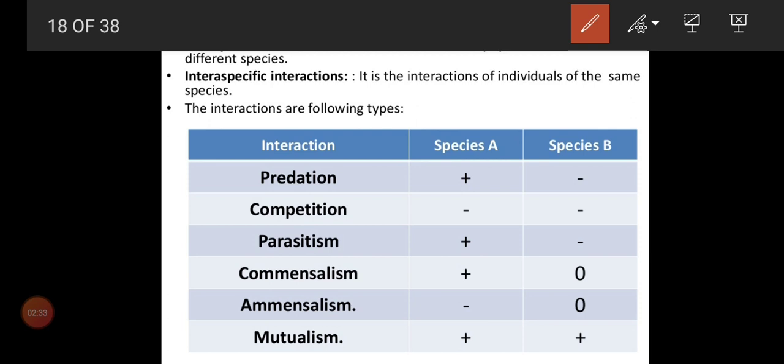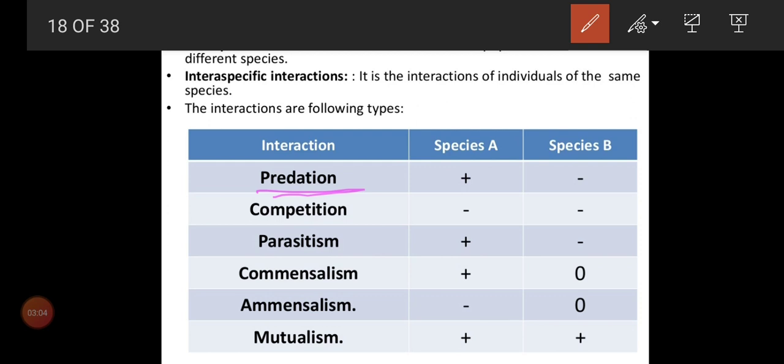Here you want to remember the first case, which is predation. Normally we are very familiar with the term predators. So you want to remember predators under predation, that process. Predation means an interaction between two species, not within a species, but between species. So it comes under interspecific.